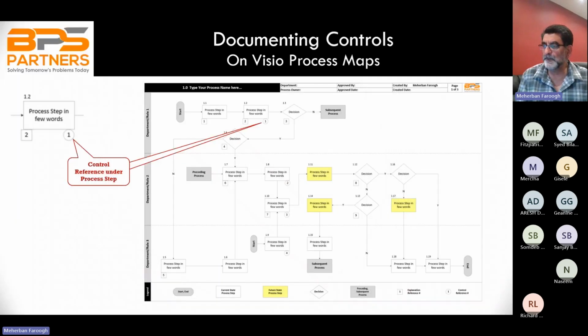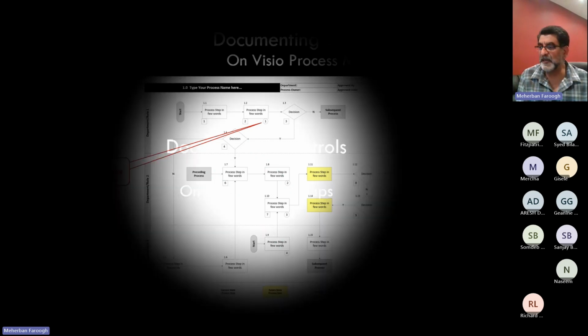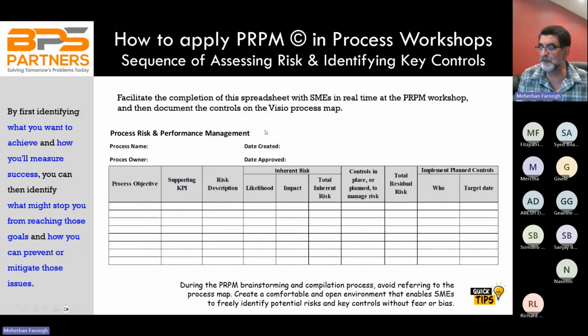In terms of the Visio, you've seen the template before. So in the template, under the steps, you will see on the left, there's a little square with a number. That's the explanation. On the right, there's a little circle. That circle is what I use as a reference for the control step. So once I capture it in the Excel, from the Excel, I would copy paste it on the Visio.